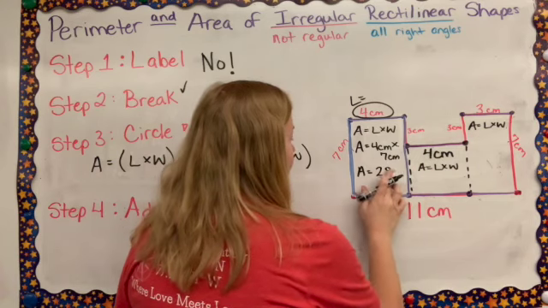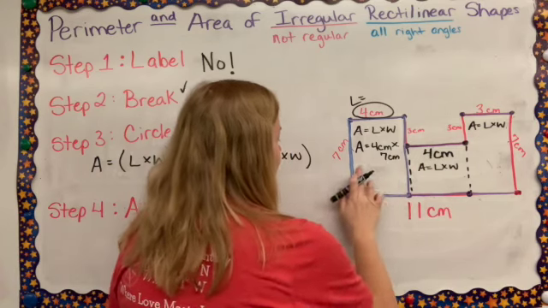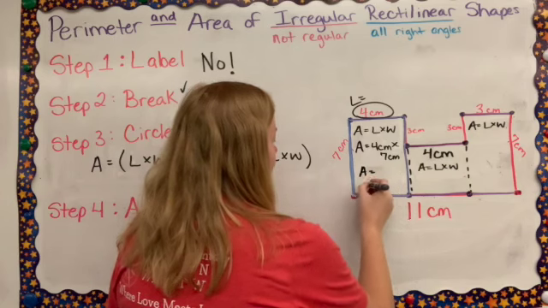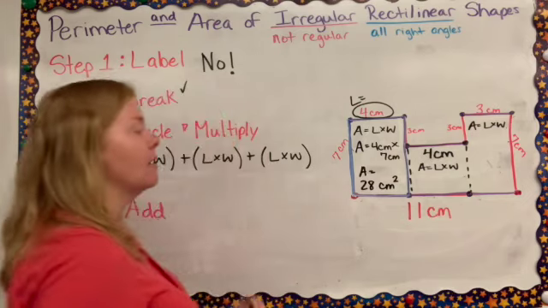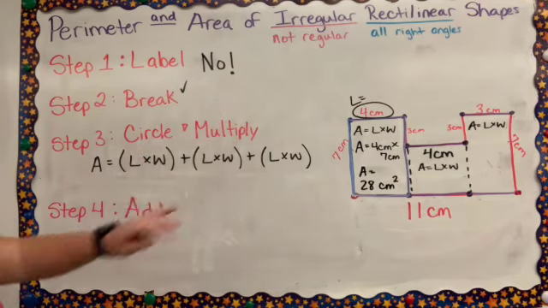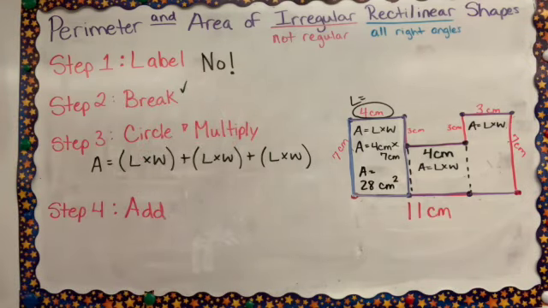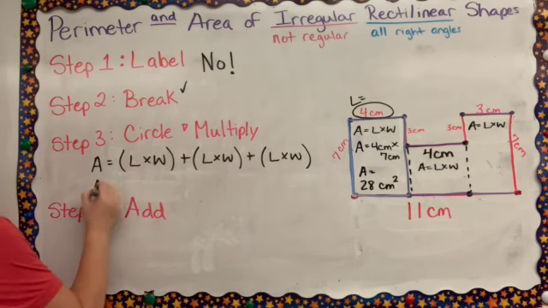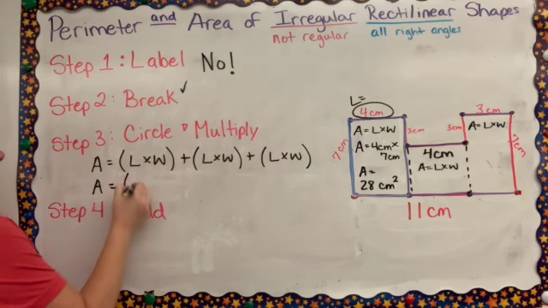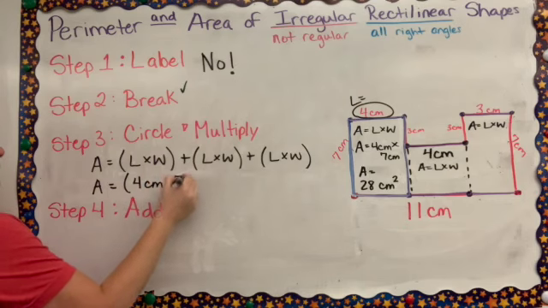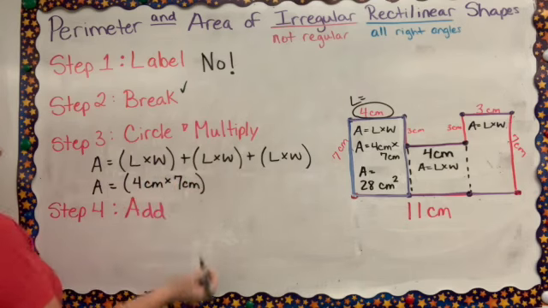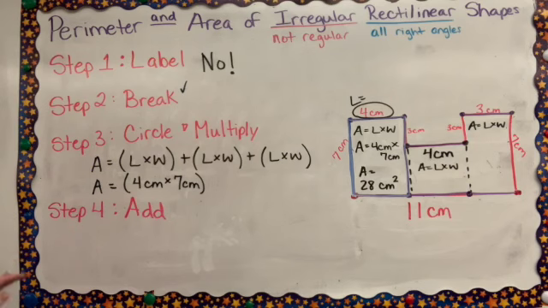centimeters, and I don't have enough room, so I'm going to write it under it. And square. Perfect. Now you can go ahead and plug it in for your first one if you want to. Area equals 4 centimeters times 7 centimeters. That's as far as we go for that one.